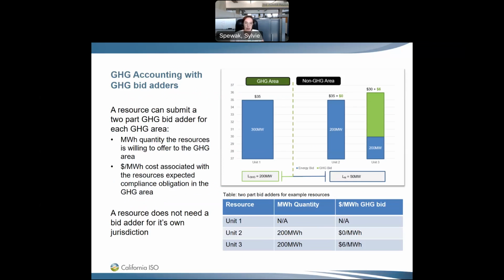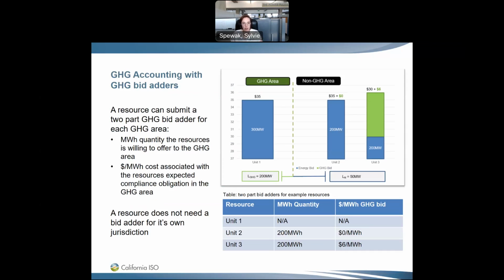Resources can submit a two-part bid adder for each GHG area. And in this presentation, we only have one GHG area that's on the left of the model. So unregulated resources, those are on the right, will only submit bid adders for the GHG regulated area that we have on the screen. In the real world, we might actually have more than one GHG regulated area where multiple states have carbon pricing policies. But for the purpose of this presentation, we're just going to stick with one GHG area, and resources submit bid adders for that area to signal how the market should optimize dispatch.